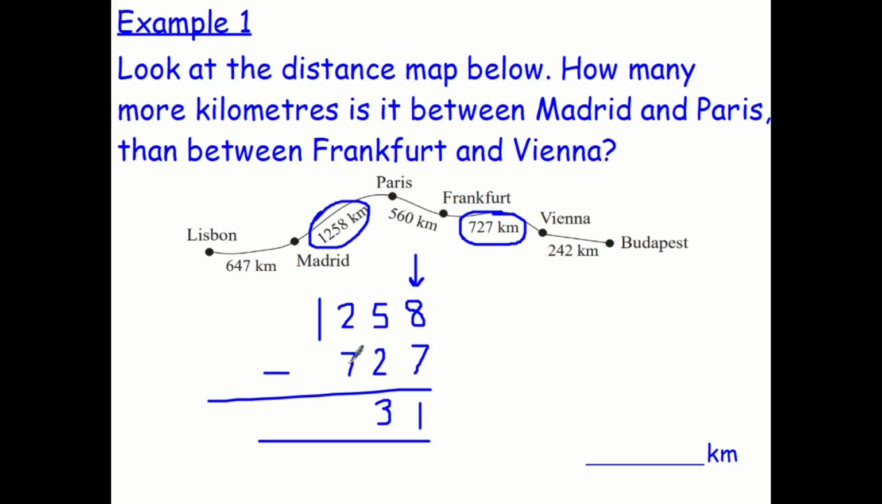2 take away 7, well I can't do that in this situation, so I'm going to borrow from here, so that 1 gets reduced to 0, and then I can make this into a 12. So I'm just saying 12 for example purposes, but do just remember that this is actually in the hundreds column. So 12 take away 7 in this case is 5, but that leaves you with your answer of 531 kilometres. So the distance between Madrid and Paris is 531 kilometres more than the distance between Frankfurt and Vienna.